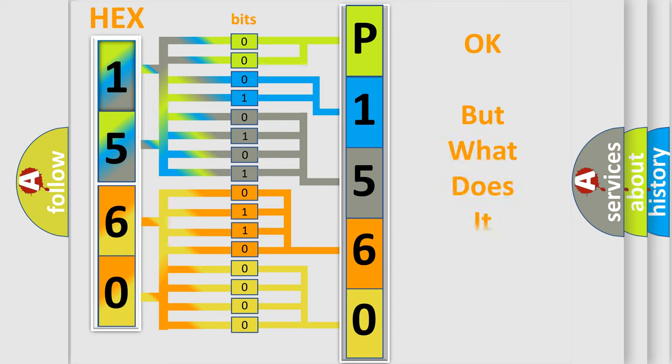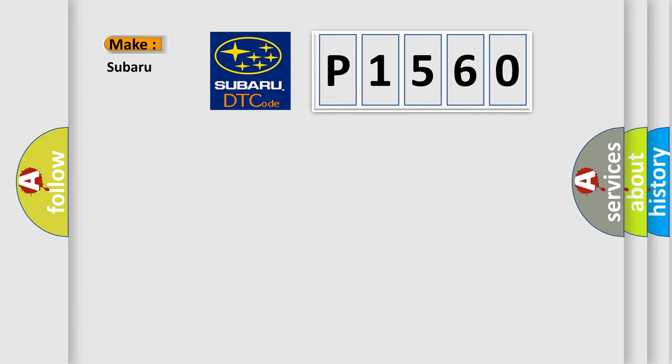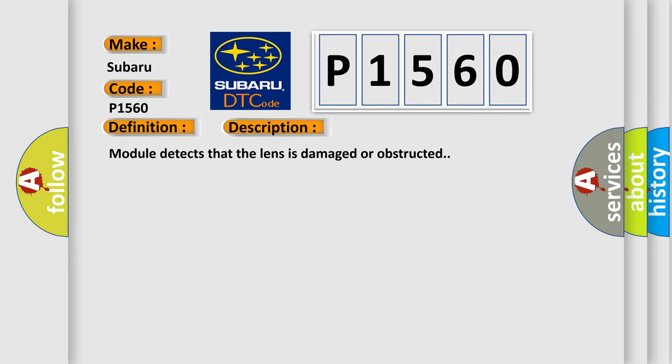The number itself does not make sense to us if we cannot assign information to what it actually expresses. So, what does the diagnostic trouble code P1560 specifically mean for Subaru? The basic definition is sensor blinded. And now this is a short description of this DTC code: module detects that the lens is damaged or obstructed.